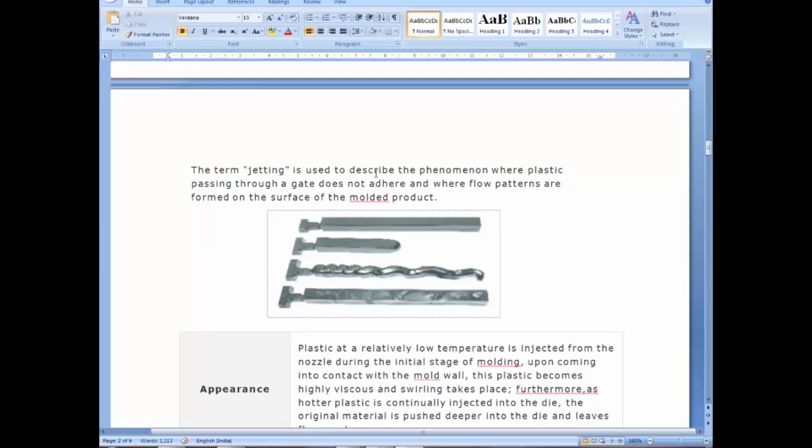The term jetting is used to describe the phenomenon where plastic passing through a gate does not adhere, and flow patterns are formed on the surface of the molded product. These patterns appear on the product, where we can see that from this portion the plastic was flowing. So we have always tried to avoid these jetting marks. We should always provide a good gating system so that these jettings will not appear.